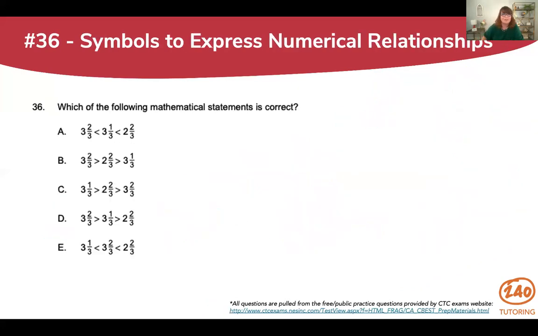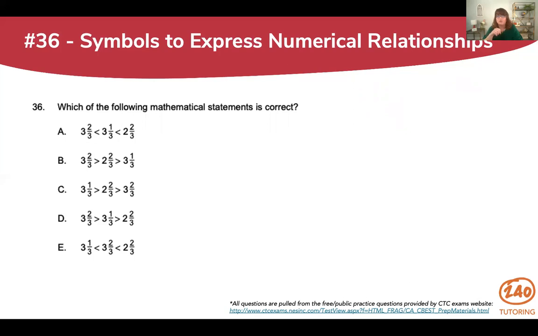All right, let's look at the next one. We're looking at number 36. Remember, again, if I'm moving too fast, just drop a comment and I'll slow down. This one is using symbols to express numerical relationships, so greater than, less than, or equal to. And it says, which of the following mathematical statements is correct? Now, this looks overwhelming.